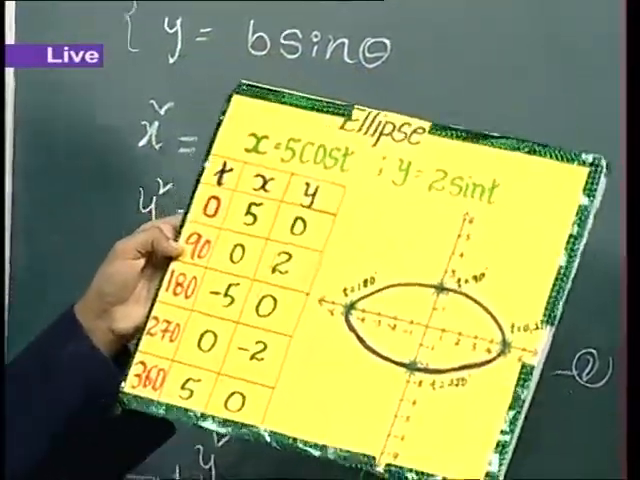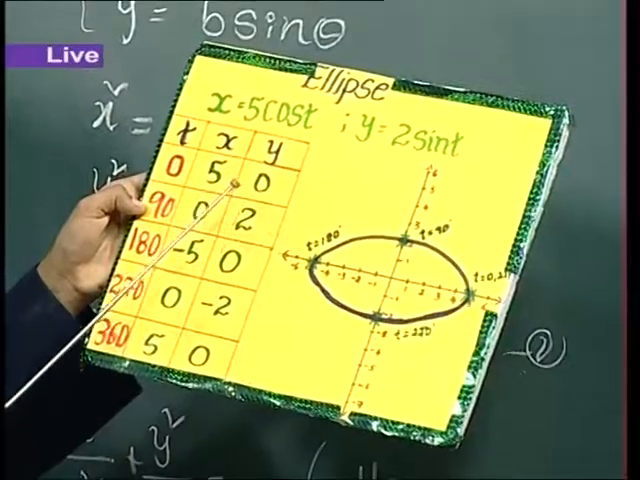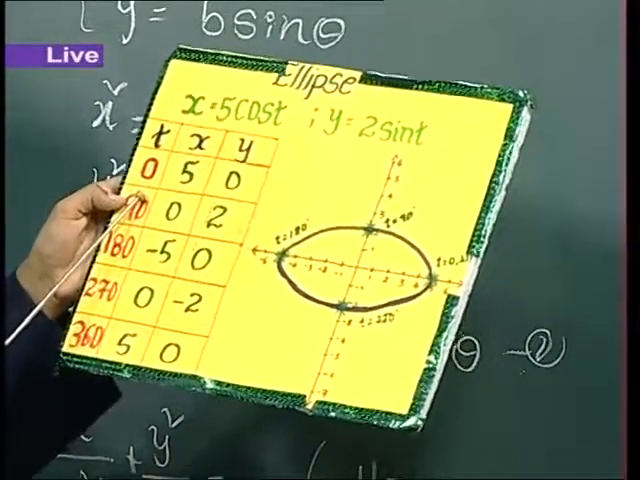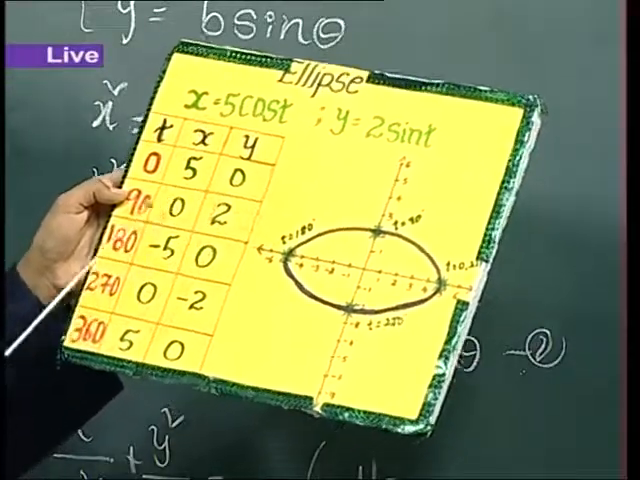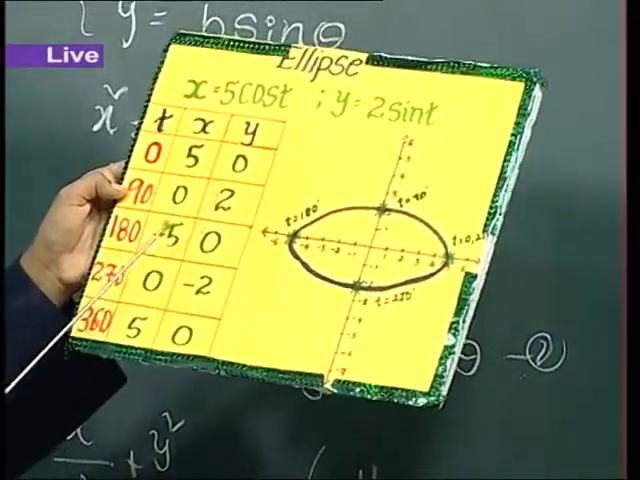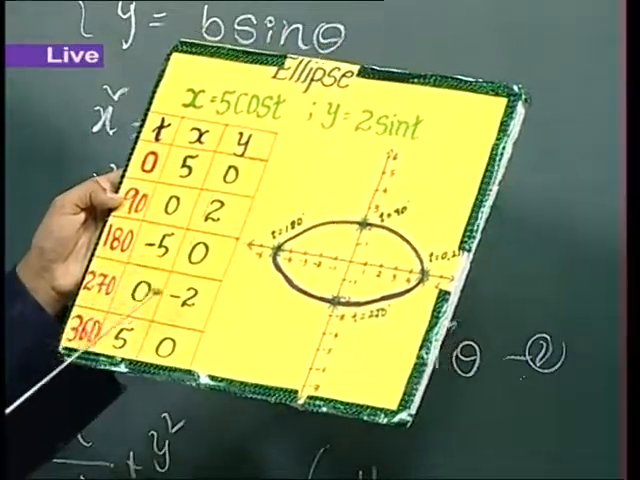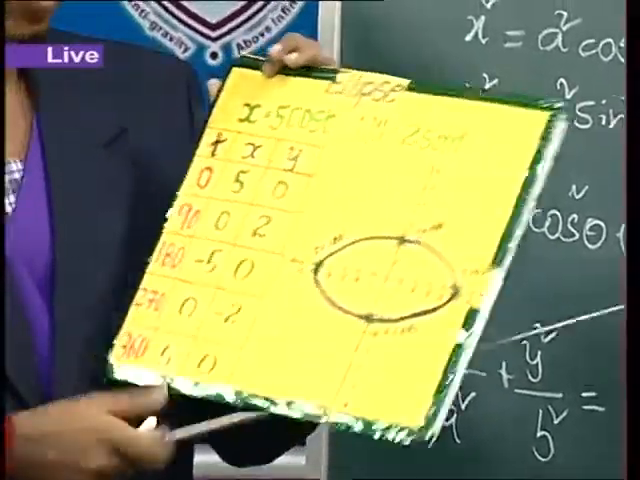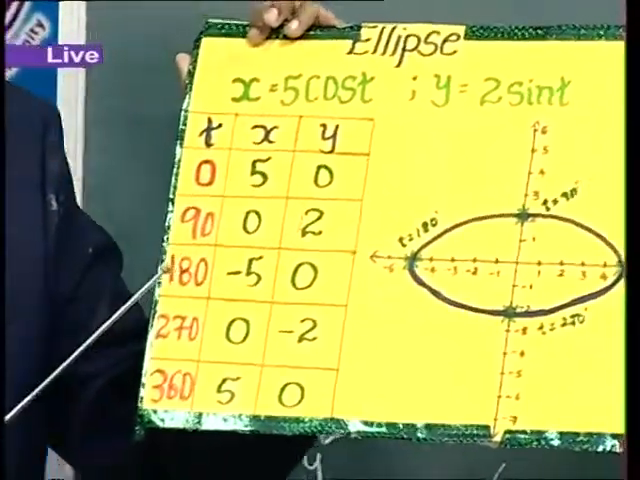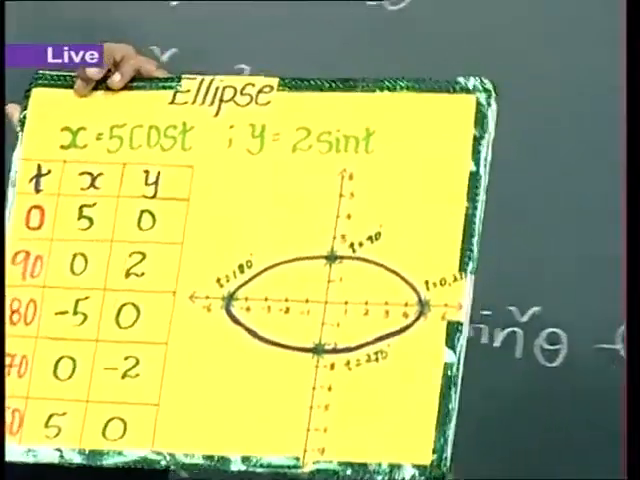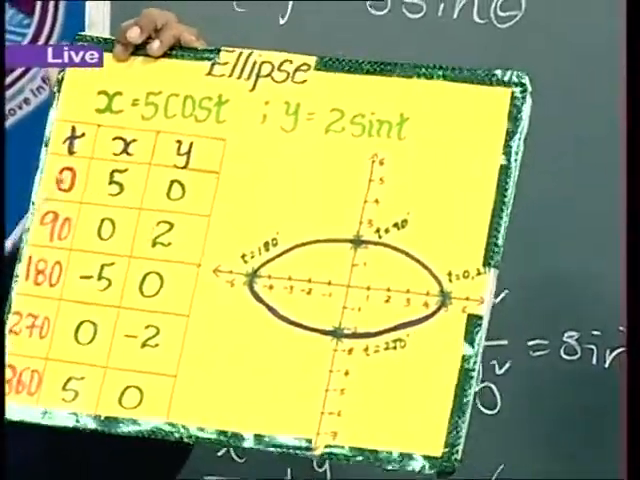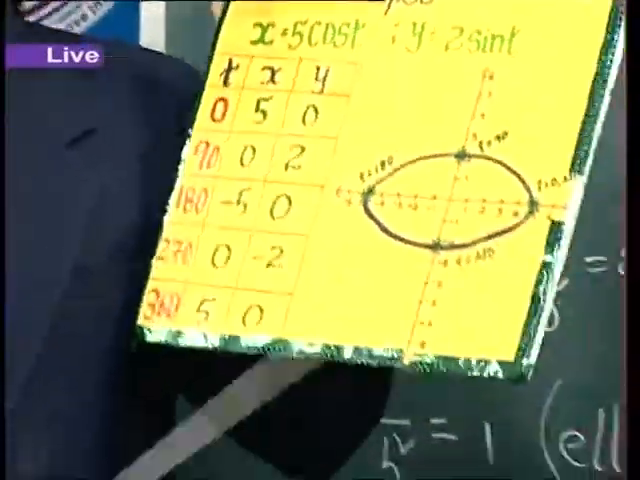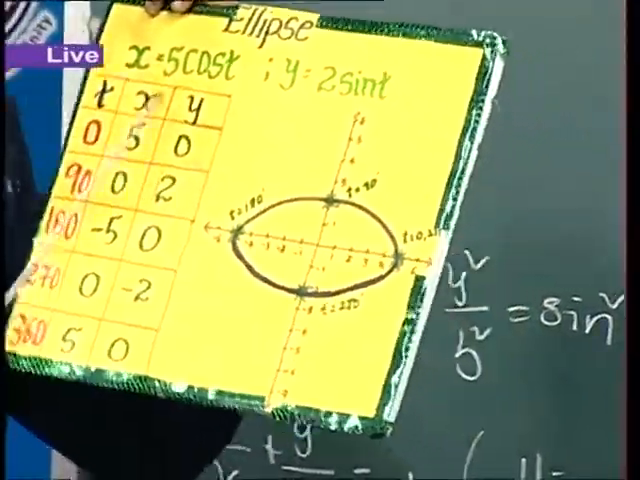We get the points 5 comma 0 as the x, y coordinates for t equals 0. Next, 0 comma 2, minus 5 comma 0, 0 comma minus 2, and 5 comma 0. We get these points by substituting t values 0, 90, 180, 270, 360 degrees. Now we are going to plot these points on the xy coordinates.